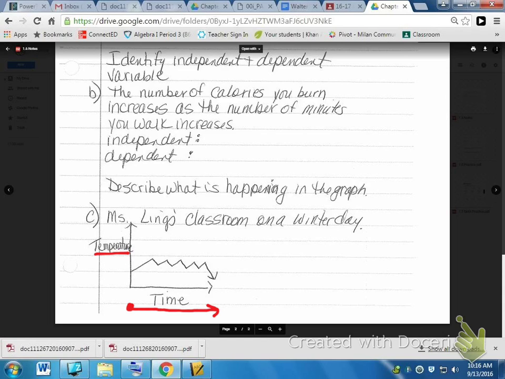So at the beginning of the day, the temperature starts here, and what happens to the temperature? Right at the beginning of the day, what happens to the temperature? Zach? It goes up. And it goes up for a little bit, and then all of a sudden it goes down. And then it goes up and down and up and down until finally at the end of the day, it goes down. Can anybody understand what is happening to the temperature in her room on that day?